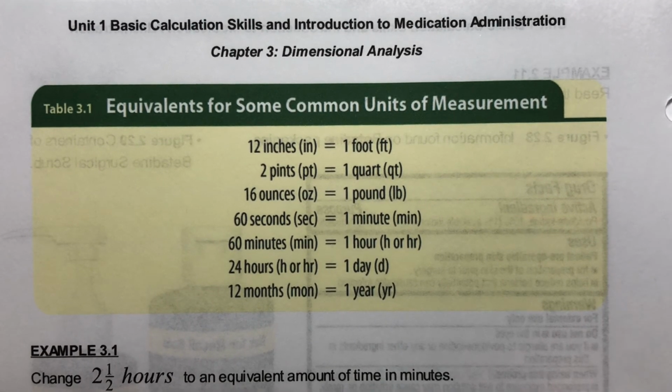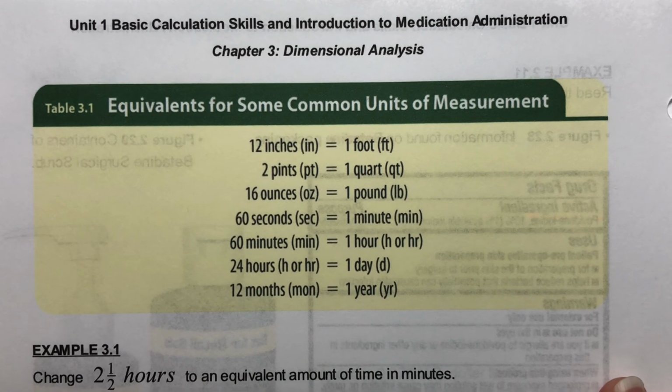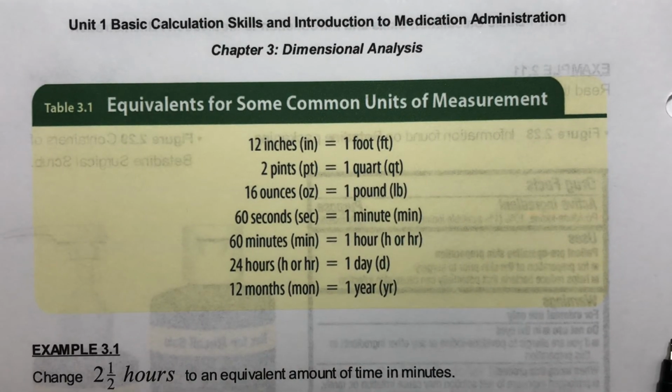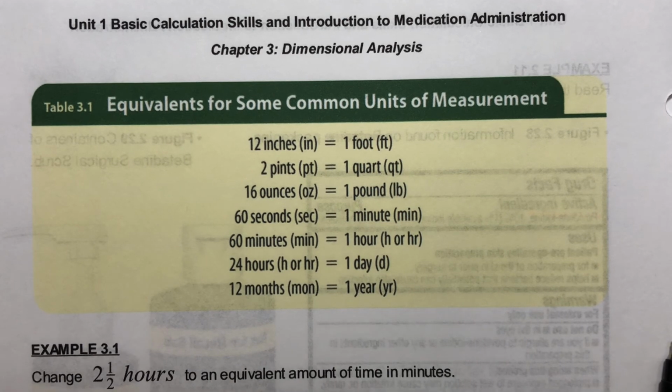Chapter 3, we are back to math. And actually, this is probably the most important chapter in the entire course because pretty much everything else we do in this class is some form of dimensional analysis. Basically, dimensional analysis is what we call the process of changing from one unit of measurement to another. So it's just a process. We're going to be dealing with fractions, but really, if you can get this down, the rest of the class should be fairly easy for you.